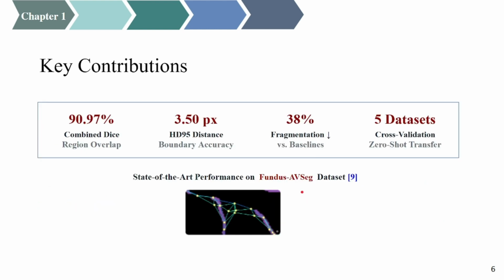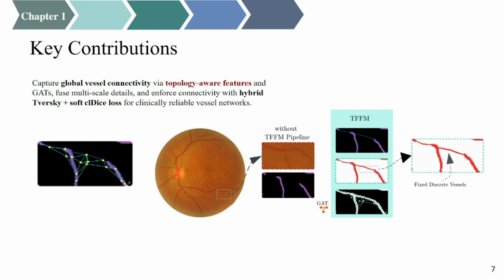Just to give you a quick overview of the results, we achieved a 90.97% Dice score on the FIVES dataset. More importantly, we reduced the fragmentation by about 38% compared to the baseline. We are seeing continuous trees rather than shattered fragments. This figure illustrates how our method works. Starting from the retinal image, the baseline pipeline produces fragmented vessel predictions. After applying TFFM, the model captures global connectivity and reconnects the broken vessel segments.